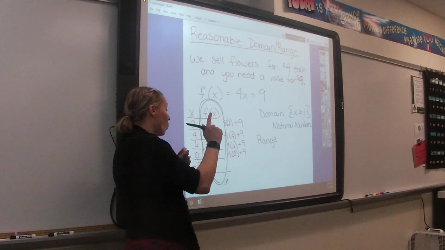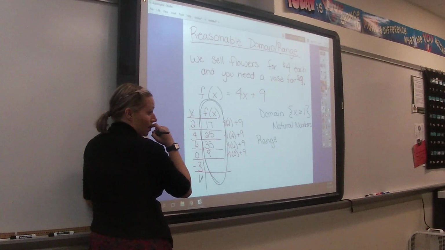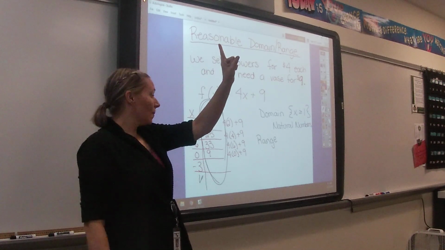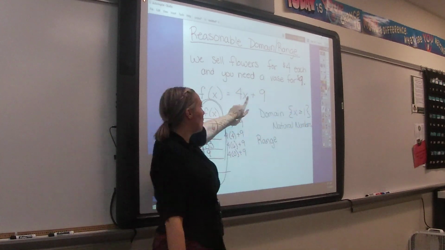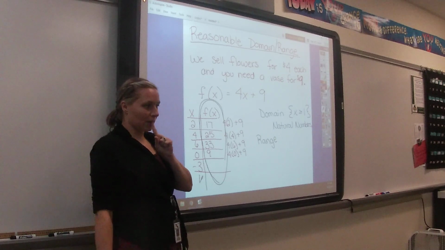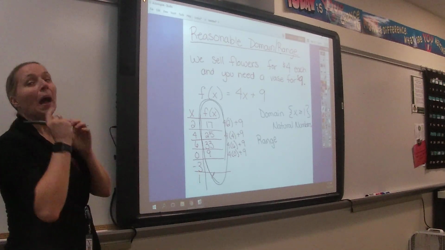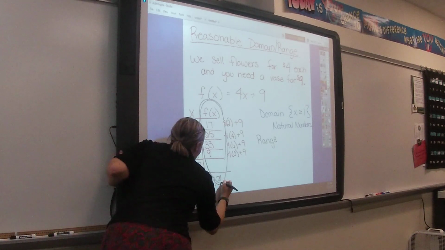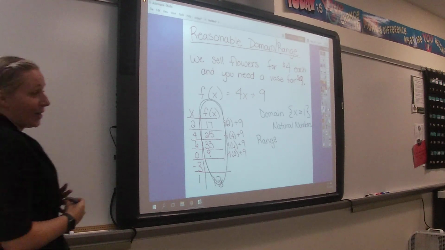Plugging in 1. If you buy 1 flower, that's the smallest number of flowers we could buy. If we buy 1 flower, how much is it going to cost us? $4, plus 9, that's $13. So what's the smallest amount you're going to be able to spend at my flower shop? $13. So what's the smallest y value we're going to get?